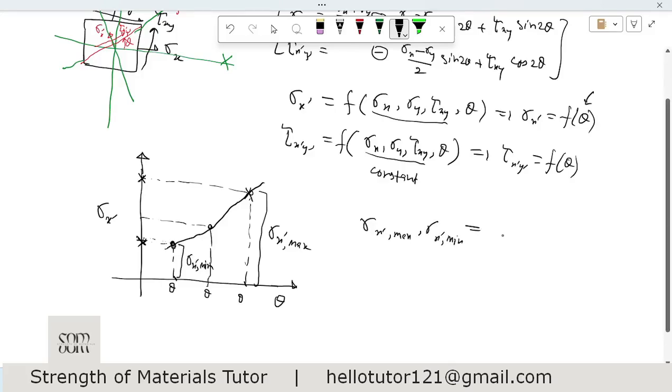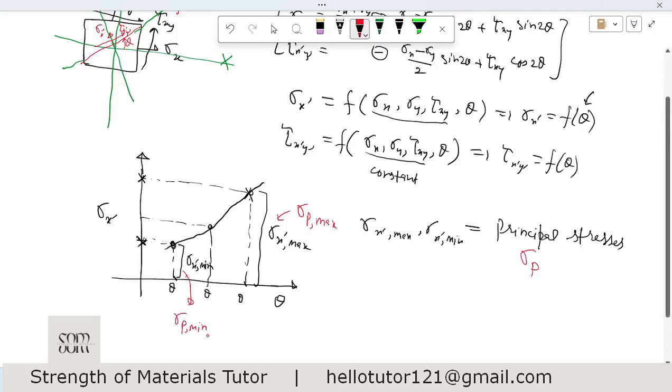We call these principal stresses, okay? So this thing is one principal stress, the maximum stress. We denote principal stress with sigma p, sigma p for principal. So this is sigma p max, and this thing is sigma p min.